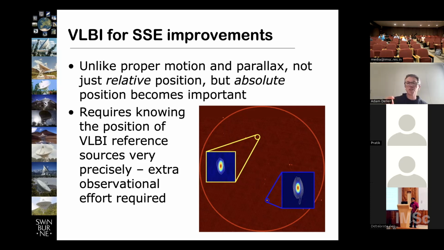But to do this comparison, it's not just the relative position of a pulsar that's important, but its absolute position on the sky. And what that means is, I said before that the VLBI positions are measured in this inertial reference frame. That's ultimately defined by an ensemble of several thousand radio quasars, but usually the calibrator source that we're using for a given observation is not one of those 2,000 odd sources directly. It's some other source whose position is not known quite so well.